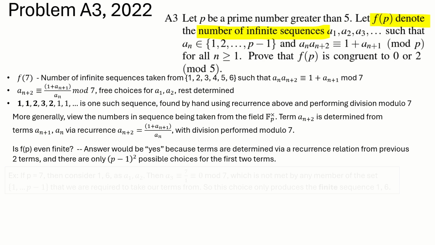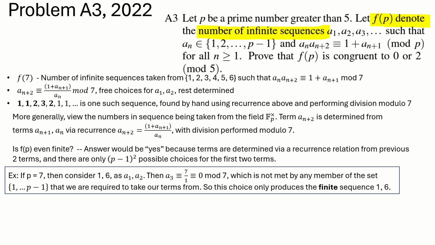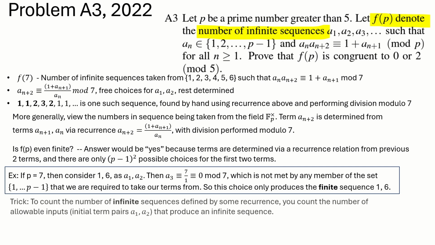Recall that we are not allowing terms that are 0 mod p in our sequence. However, for certain choices of a1 and a2, we will eventually get such terms, meaning we don't get an infinite sequence of solely integers from the set 1 through p minus 1. That means it's sufficient for us to count the number of choices a1, a2 that produce a sequence with no members that are 0 mod p.